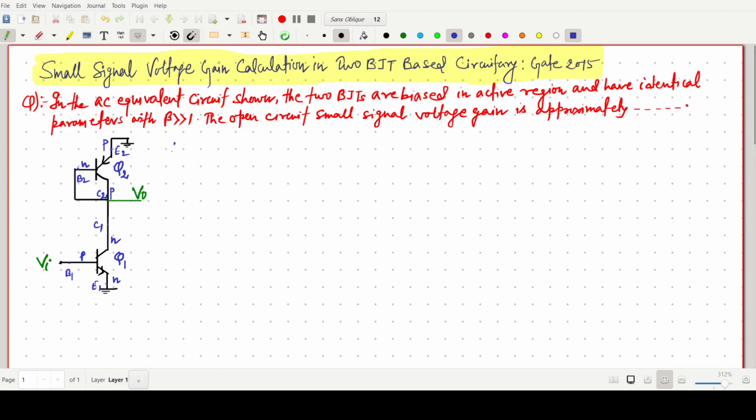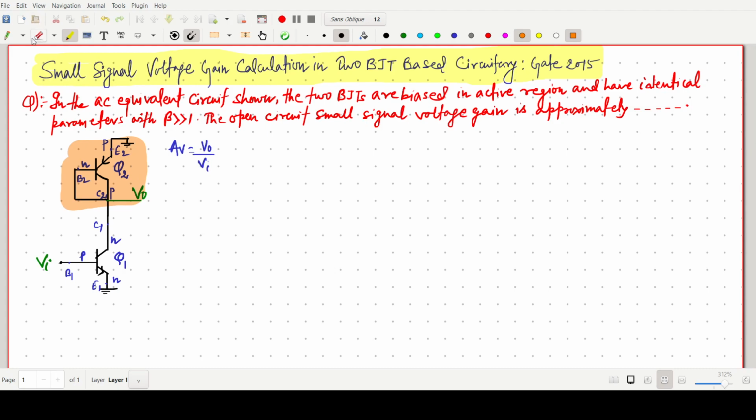Now the question: we have to find the voltage gain A_v, which is V naught by Vi, the small signal voltage gain. Now there are two transistors, so first we have to concentrate on this transistor. For now I am just highlighting it.